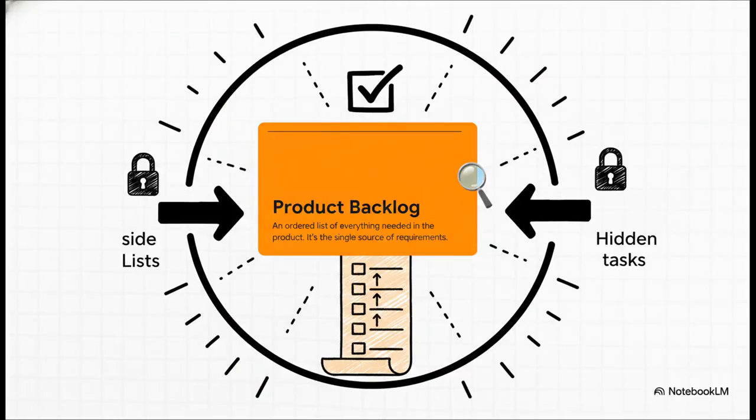Okay, so what is this thing? It's really simple at its core. It's just an ordered list of everything, and I mean everything, that needs to be in the final product. But here's the absolute key. It is the single source of truth. No side lists, no secret tasks on sticky notes. If it's not on the backlog, it's not getting built, period.